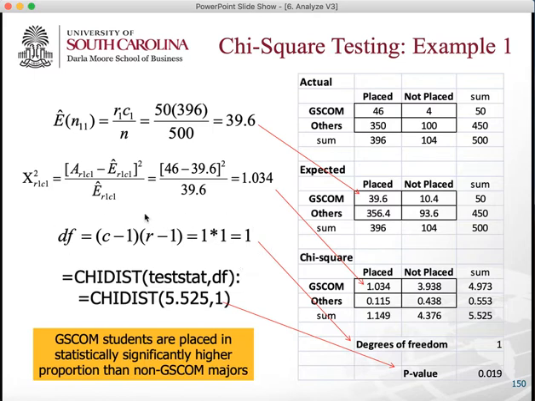What are the degrees of freedom? So it's the number of classifications minus 1 times the number of the other classification minus 1, sorry. So the number of GSCOM, not GSCOM is only 2. 2 minus 1 is 1. The number of placed, not placed is only 2 different ones. Minus 1 equals 1. 1 times 1 equals 1. That was the easy part.